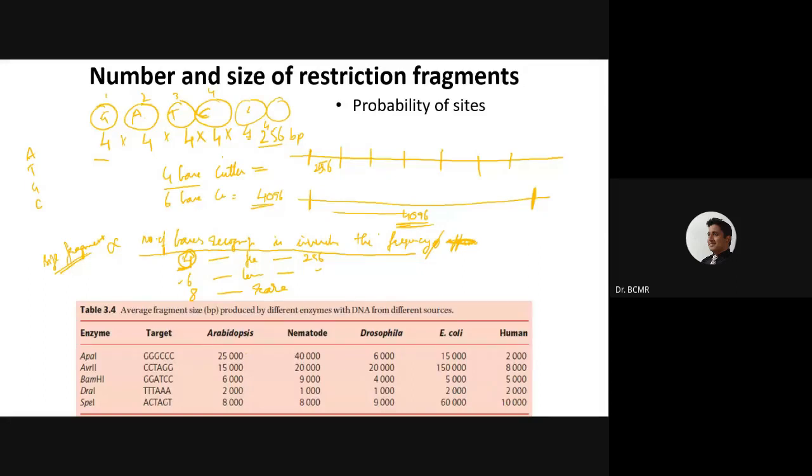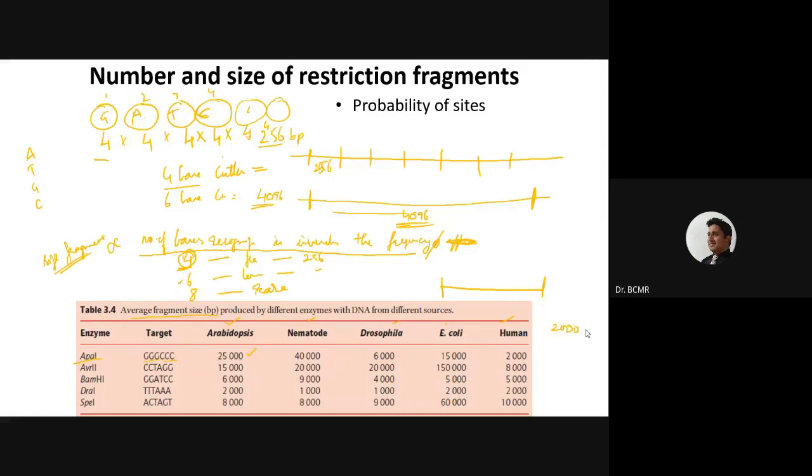One thing we have to understand here is, say this is a good one, the average fragment size produced by different enzymes with DNA from different sources. So DNA is isolated from Arabidopsis, nematode, Drosophila, E. coli, and human. If it is cut with ApaI, the sequence is GGGCCC. In Arabidopsis, it is 25,000. That's the average fragment size. Whereas in human, it's just 2,000. There is a 10-fold difference in it.